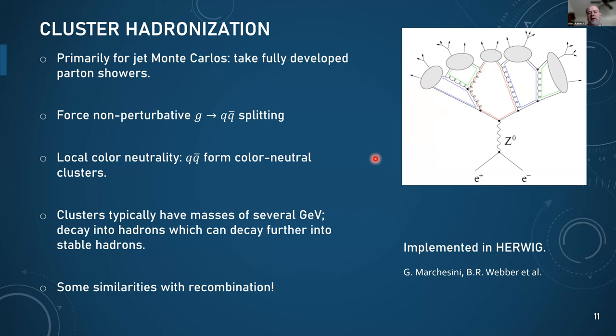Okay, so as I said, you can try to trace similarities and differences between the models. There's some interesting overlap generally with the idea of recombination, in particular if you allow recombination into very highly excited hadron resonances at first, because if you have stuff of a few GeV mass, they're almost like these clusters again. This has been implemented in Herwig, for example. There's no cluster hadronization really in JETSCAPE. So I just wanted to mention that for completeness.